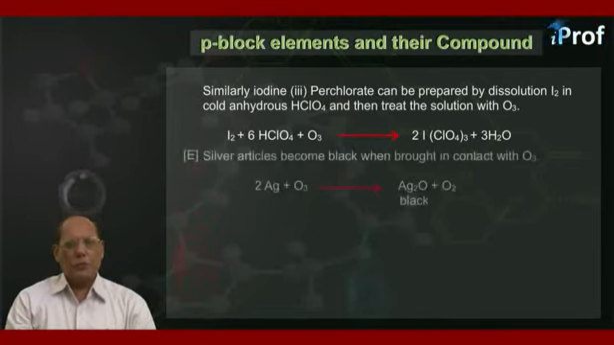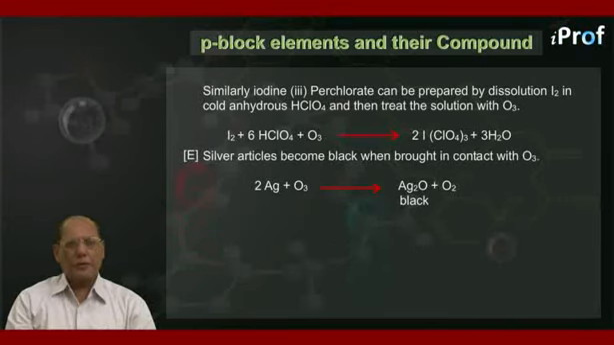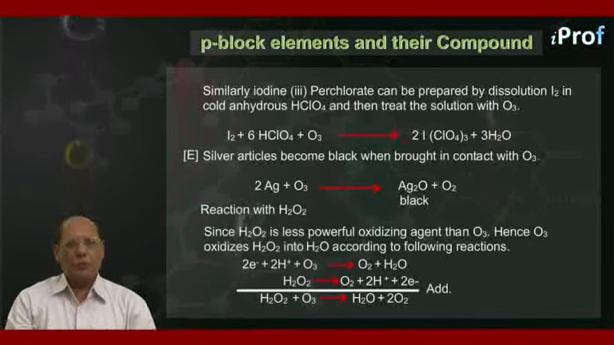E. Silver articles become black when brought in contact with ozone. The reaction is 2Ag + O3 giving Ag2O, that's a black compound, + O2. F. That is reaction with H2O2. Since H2O2 is a less powerful oxidizing agent than O3, hence O3 oxidizes H2O2 into H2O according to the following reactions.